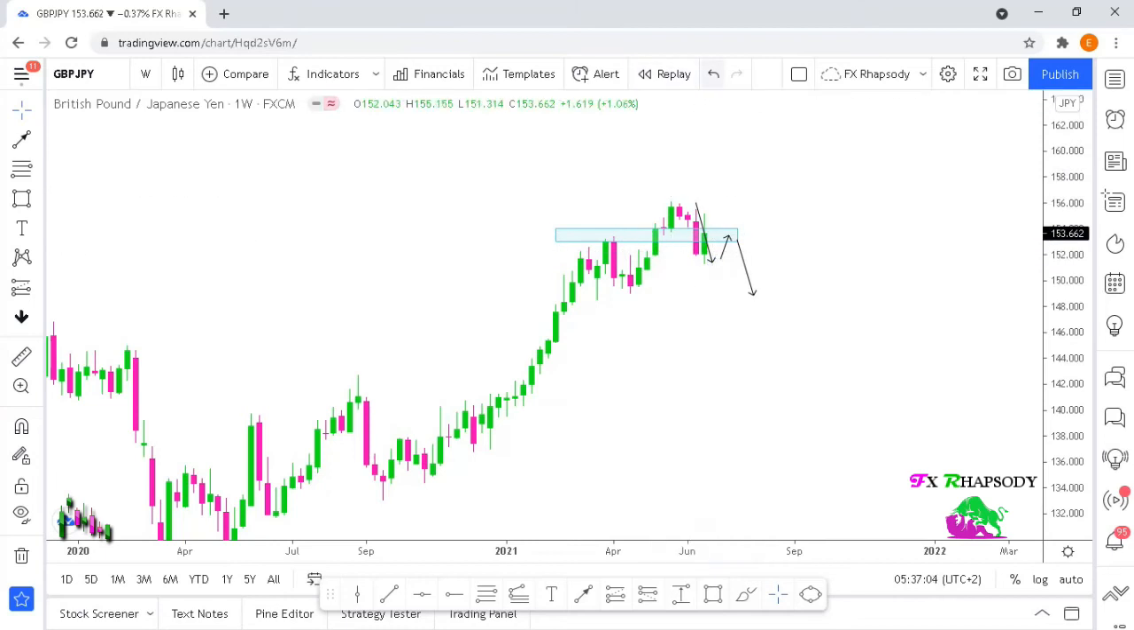So let's see what happens this week. Will price push through and head back up? Will the British pound get stronger than the Japanese yen? So let's look at the COT reports just now.